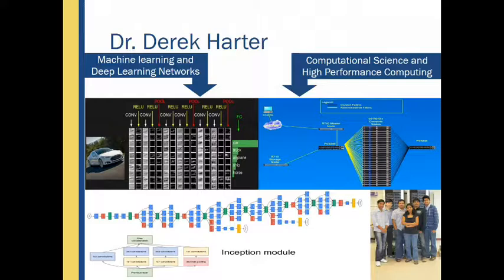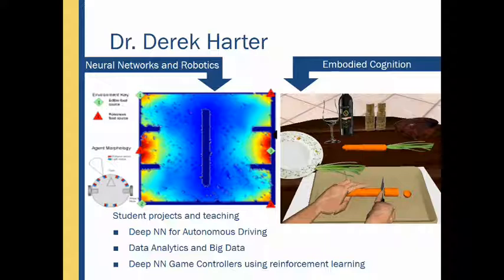If you expand this idea of neural networks, you can also apply neural network and machine learning technology to robotics, where robots can learn features and perform some action in the surrounding environment. He has a lot of interesting student projects and teaching going on, such as deep neural networks for autonomous driving, which is closely related to robot research. He also does some research that overlaps with mine, on data analytics and big data. And he is also involved in game controlling and reinforcement learning. Reinforcement learning and game controlling are also very close subjects to robotics research, where a robot agent can automatically learn from the surrounding environment and act back on the surrounding environment.